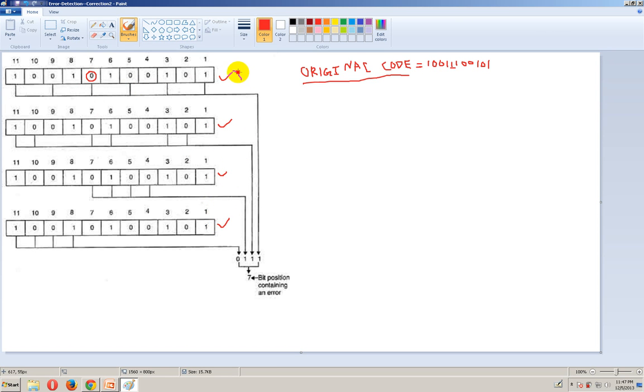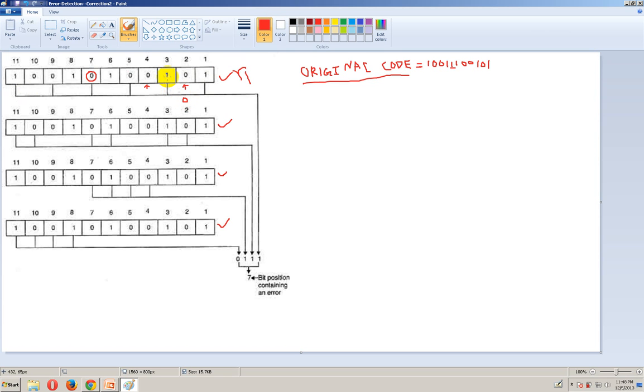So let's look at R1. Same as before, we take one, check one, skip one. So this one we skip, this one we skip. So we check here 1, then 3, 5, 7, 9, 11. Same as we just did, by exclusive or of everything. So if one exclusive or one, what will we get? One exclusive or one we get 0.